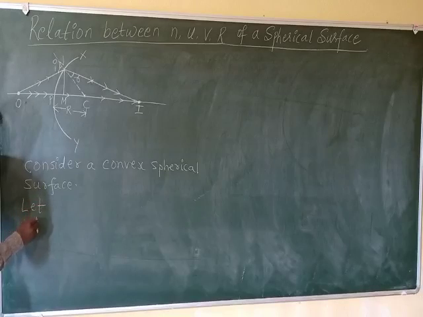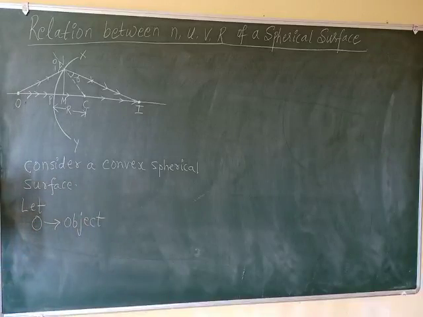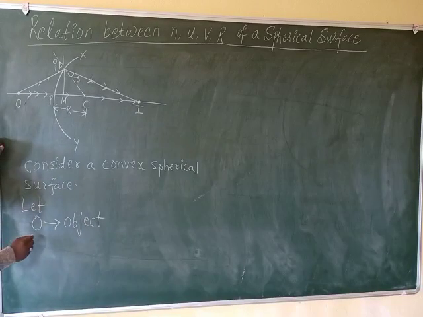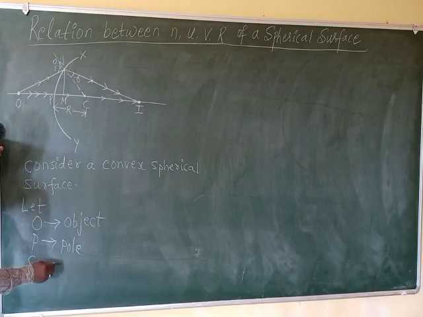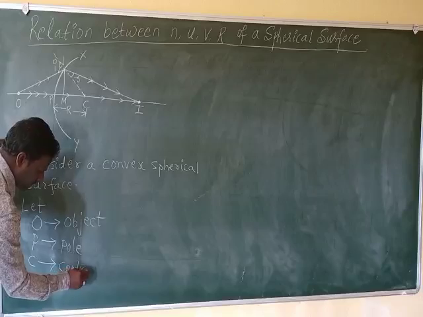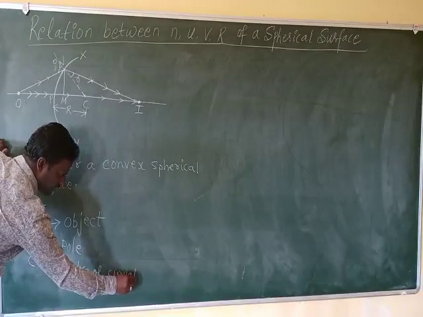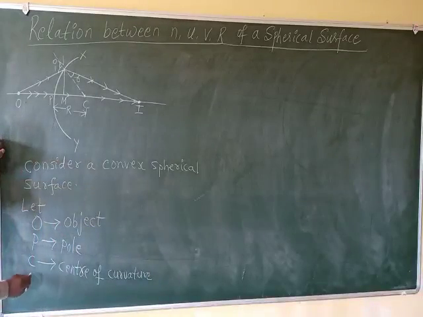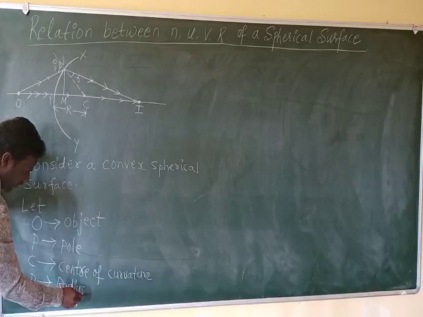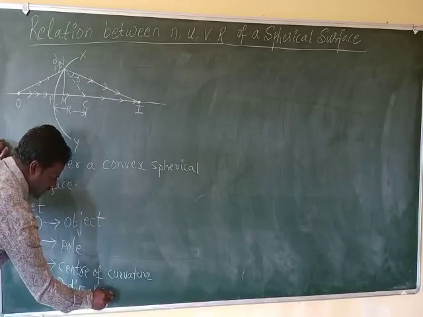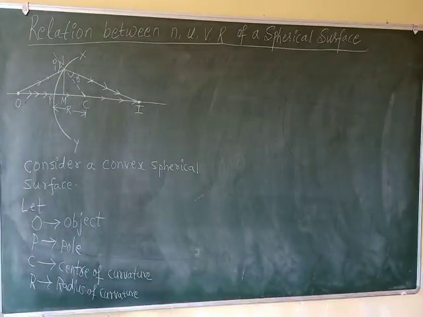Let O be the object. Here see, P is a pole. C is the center of curvature. R is the radius of curvature.